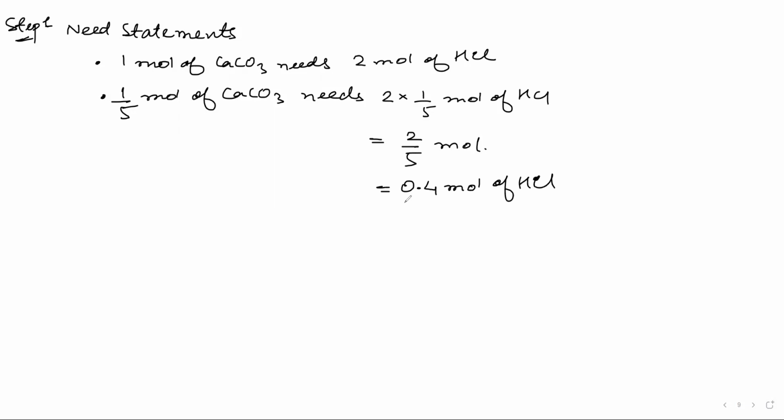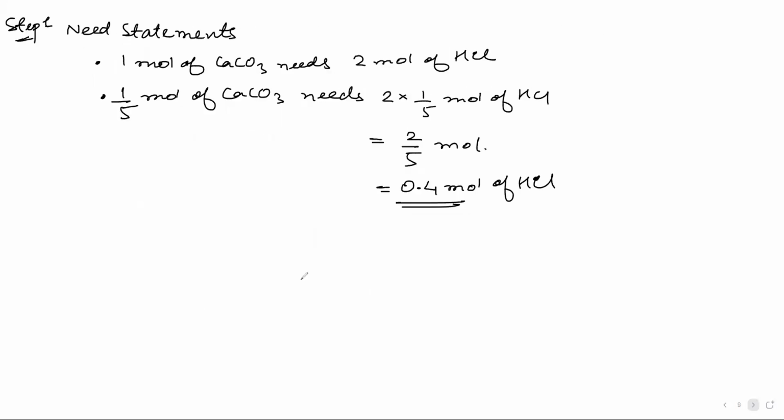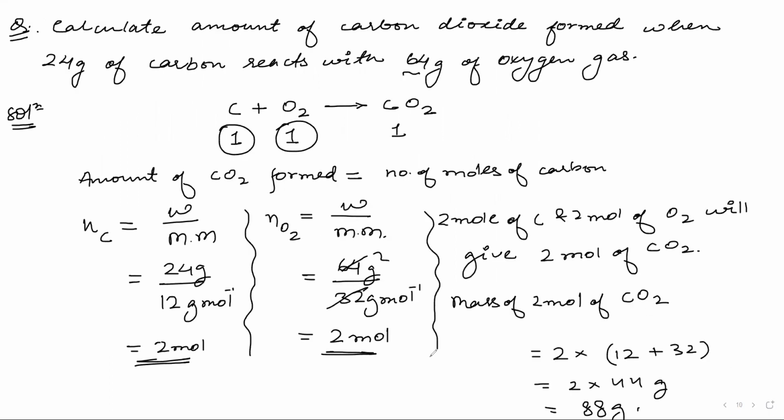So tell me, this much is needed, and how much do we have? We have 0.547 moles. So HCl is more than needed. If HCl is more than needed, then I can say that CaCO3 is the limiting reagent. Okay, CaCO3 is the limiting reagent. Then we can do the form statements.